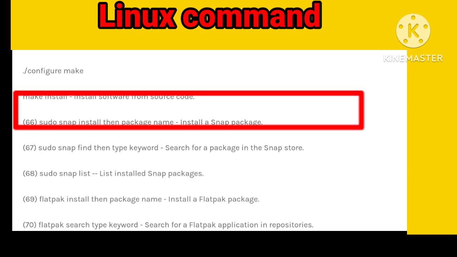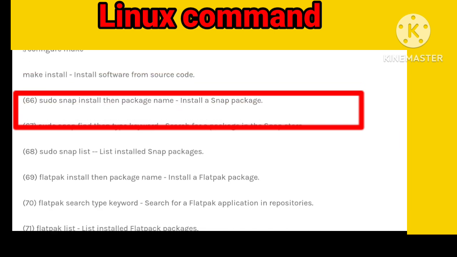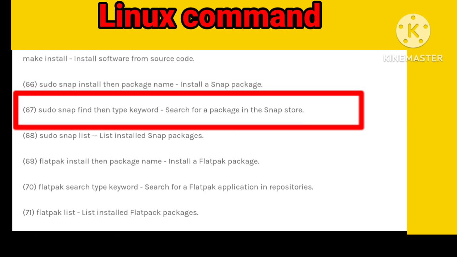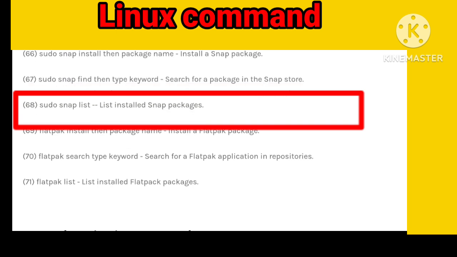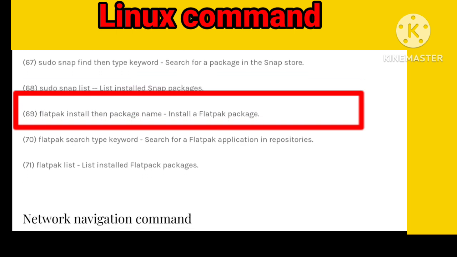Next is sudo snap install, then package name, install a snap package. The next is sudo snap find, then keyword, search for a package in the snap store. Next command is sudo snap list, list installed snap packages. The next is flatpak install, then package name, install a Flatpak package.